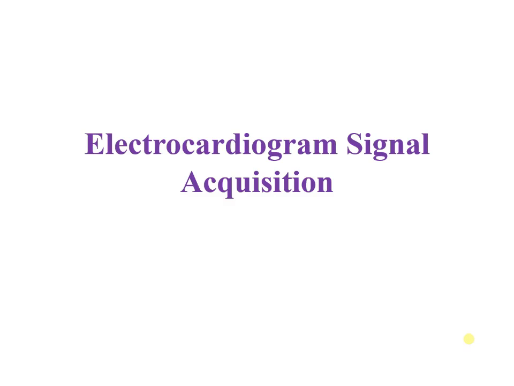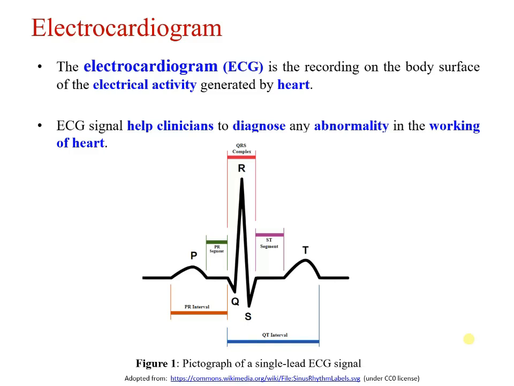In this lab, we are going to learn about how to acquire the electrocardiogram signals. The electrocardiogram signals are the recording of the electrical activity that is generated by your heart on the surface of your body using some electrodes. These ECG signals help the clinician, doctors, and researchers to find out any abnormality and the pattern of the working of heart.